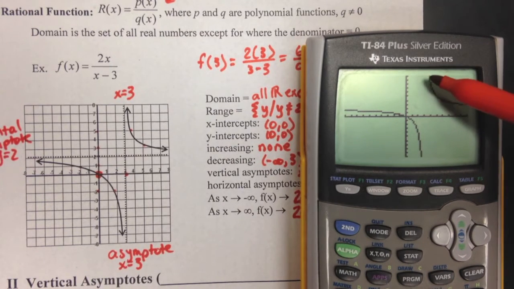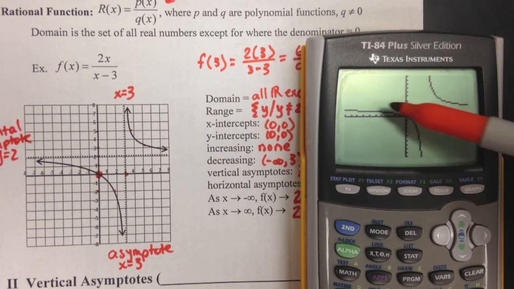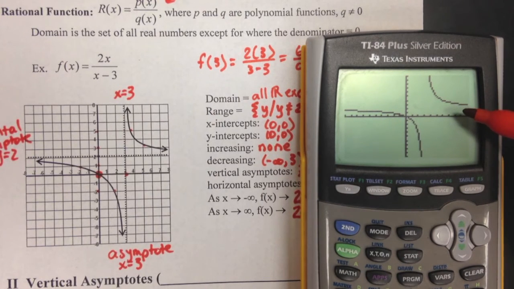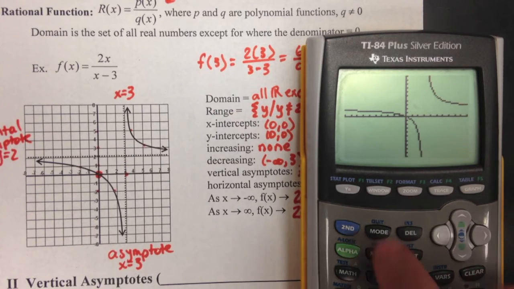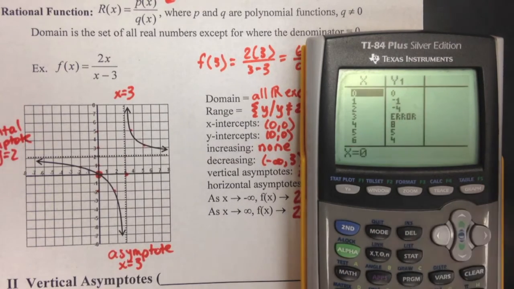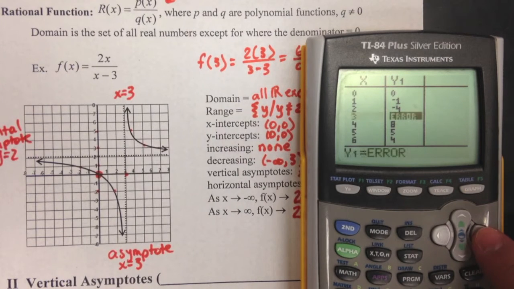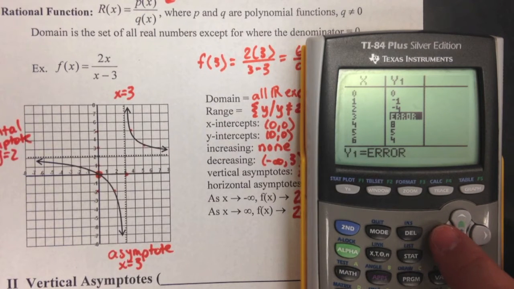Now what you'll notice is that they don't actually draw the vertical asymptote or the horizontal. That's fine, but what we know is that it exists. If I go to the table now, first of all, notice that when x is 3, the y value is an error. That's because the function is undefined at x equals 3. It does not exist. So that's why we exclude that from the domain.